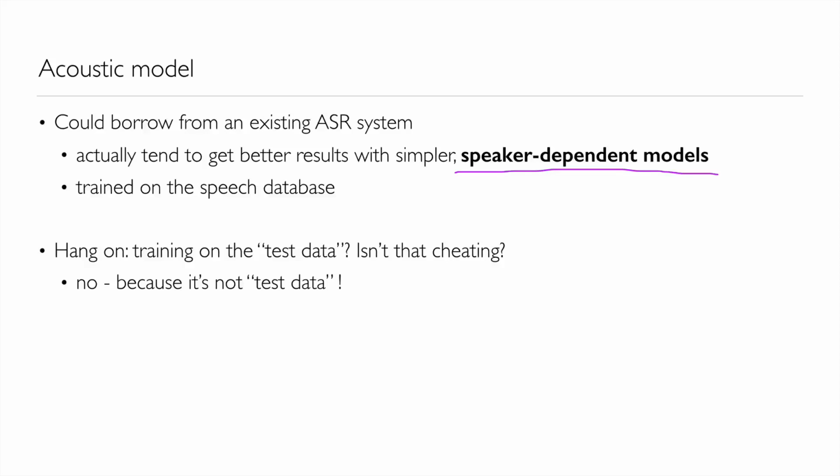Now, you might be shouting out at this point that training the models on the same data we're aligning is cheating. That's not true. We're not really doing recognition, we're doing alignment. The product is not the word sequence, it's just the timestamps. So there's no concept of a split between training and testing here. We've just got data, we train models on the data, and then find the alignment between the models and the data. It's that alignment that we want, not the word sequence.